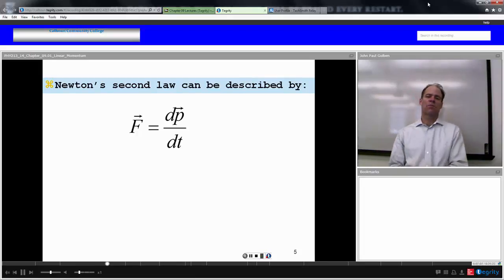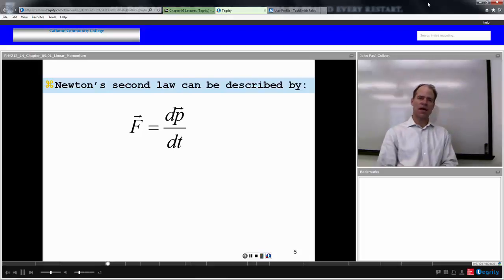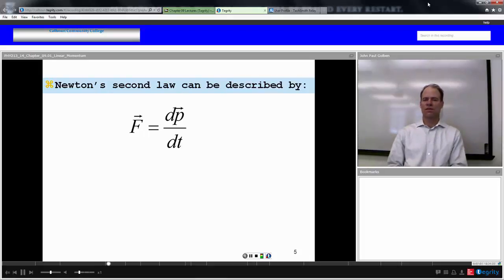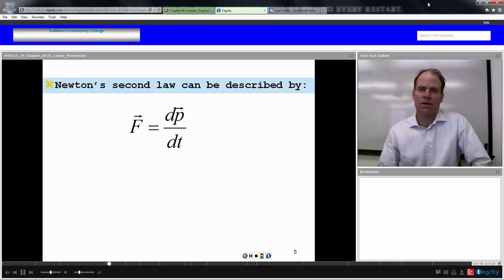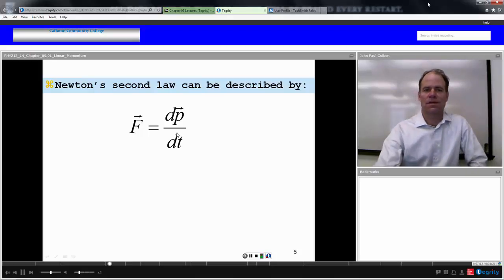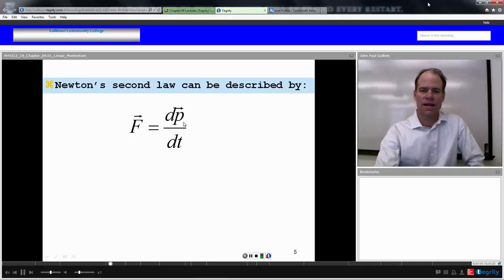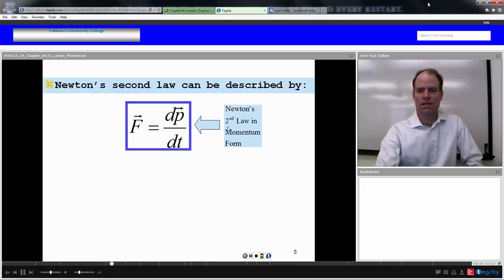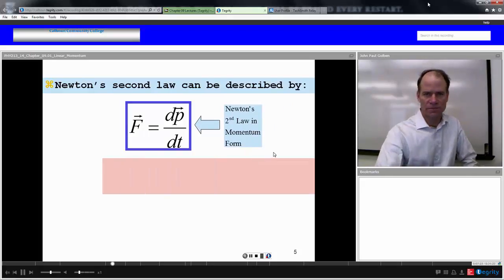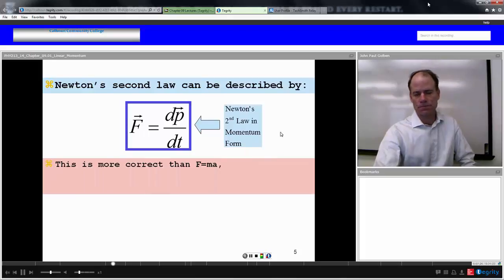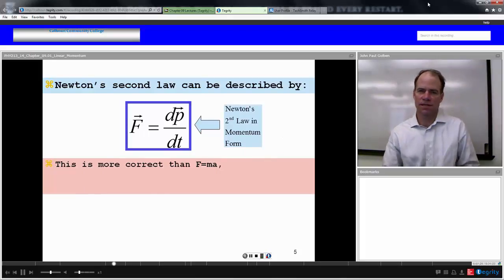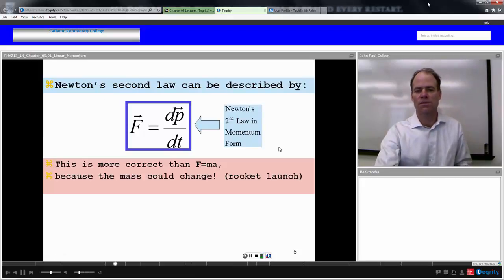So we've introduced momentum, mass times velocity. Newton's second law can actually be described in terms of momentum. The net force is equal to the infinitesimal change in momentum over the infinitesimal change in time. This is Newton's second law in momentum form. It's actually more correct than F equals ma, because in this form we can account for possibly that the mass could change. We didn't account for that before. We only assumed that the mass was constant.